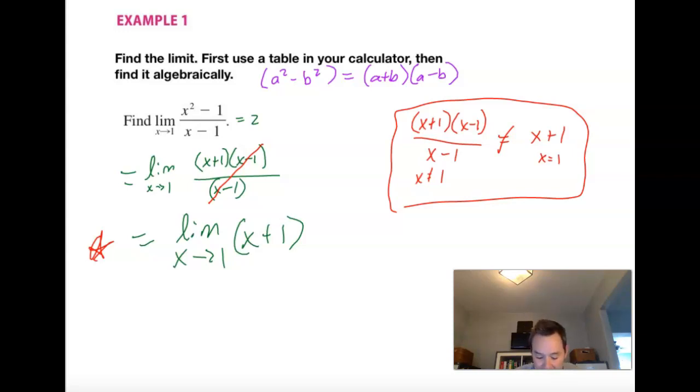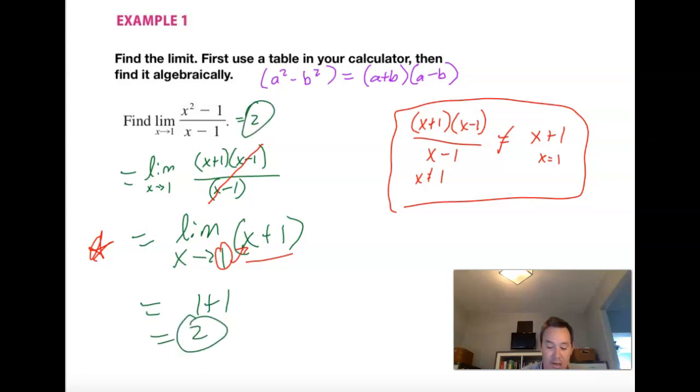Well, now I'm taking the limit of a first-degree polynomial, so I can just use direct substitution. I can just take my limiting value and plug it in for x. Once you do that, you can drop the limit notation. So now this is just 1 plus 1, which is 2, which is exactly what we got in our calculator.